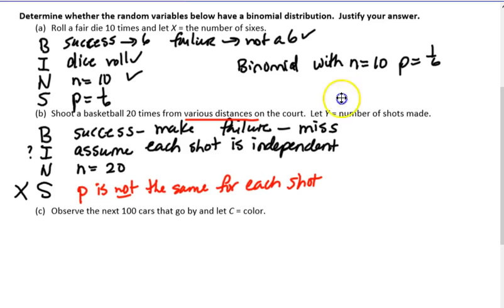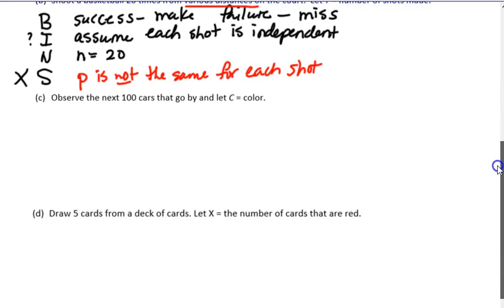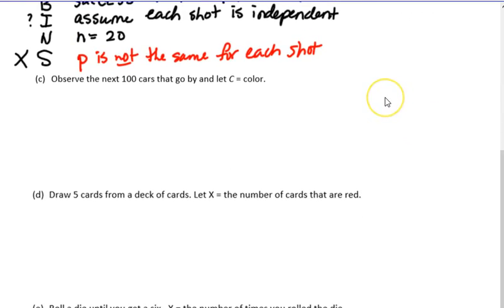Number 3, or C here: observe the next 100 cars that go by and let C equal color. Checking our binomial, is it color or not color? It's not impossible for a car to not have a color at all, but it turns out there aren't just 2 options here. We're looking at the color, and there could be lots of different colors. We don't have a success being one particular thing and everything else being the opposite of that. So this is not binomial.